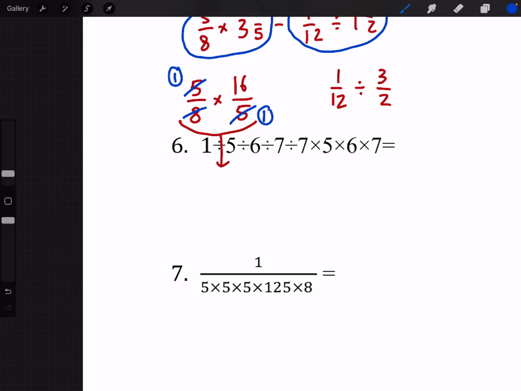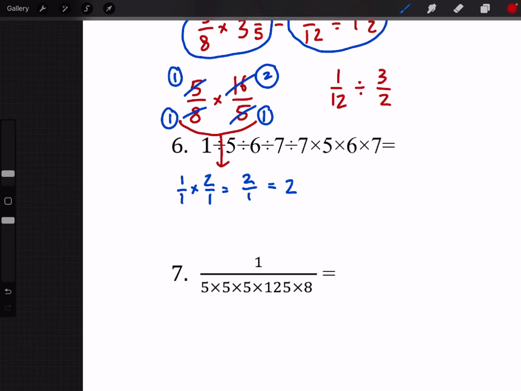So that 8 gets crossed out, gets a 1. 16 divided by 8, you can get 2. So now you have 1 over 1 times 2 over 1, which equals 2 over 1, which equals 2. Because 2 over 1 is a whole number, so that transforms into a 2. So this one, the answer is 2.